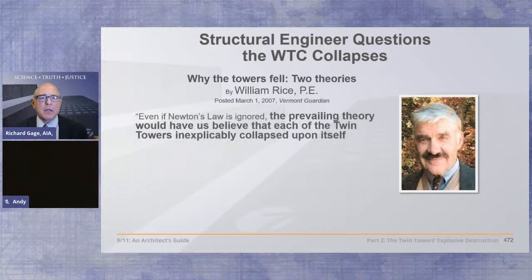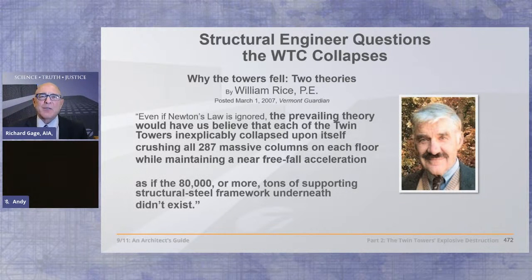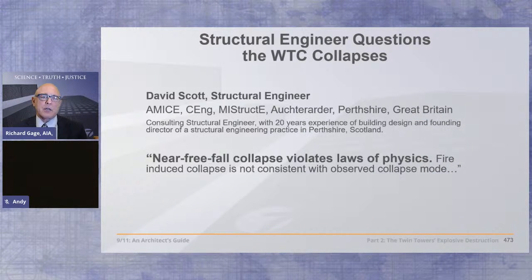William Rice: The prevailing theory would have us believe that each of the Twin Towers inexplicably collapsed upon itself, crushing all 287 massive columns on each floor while maintaining a near free fall acceleration, as if the 80,000 or more tons of supporting structural steel framework underneath didn't even exist. David Scott, structural engineer: near free fall collapse violates laws of physics.